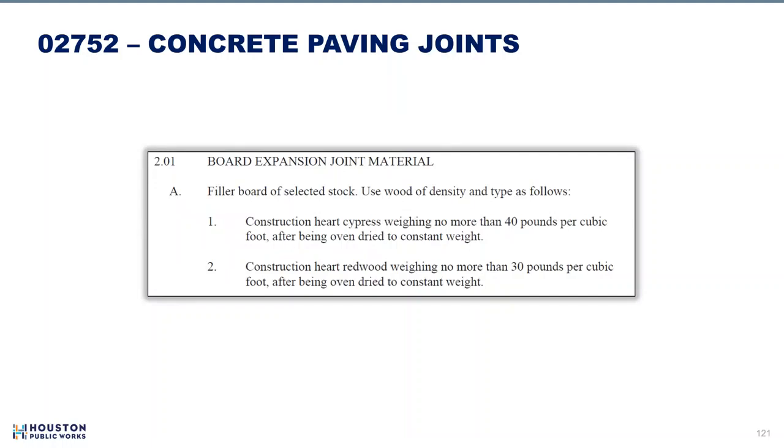So the next specification that was revised is 2752 concrete paving joints. A revision was made to the filler board grade requirement. This specification previously specified clear all-heart cypress and redwood. Clear all-heart is the best grade of wood, and it's also extremely expensive. So requiring this grade was deemed unnecessary. Therefore, this was revised to require construction hard cypress and redwood.